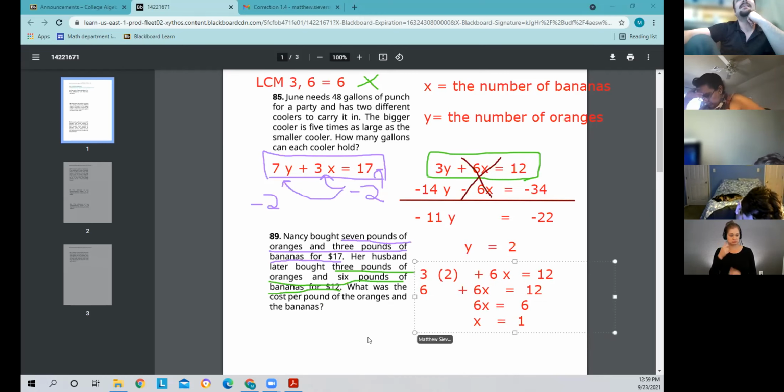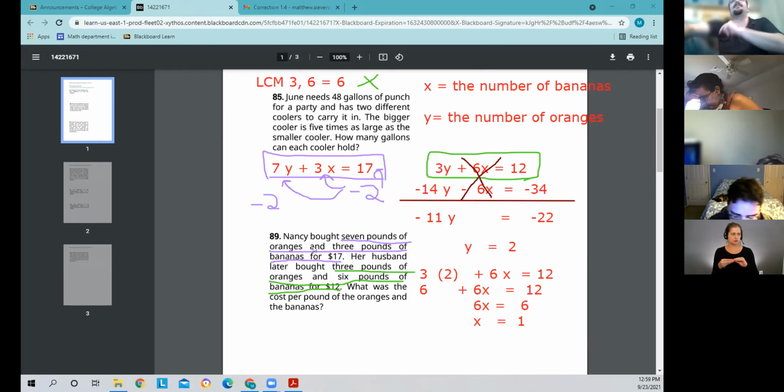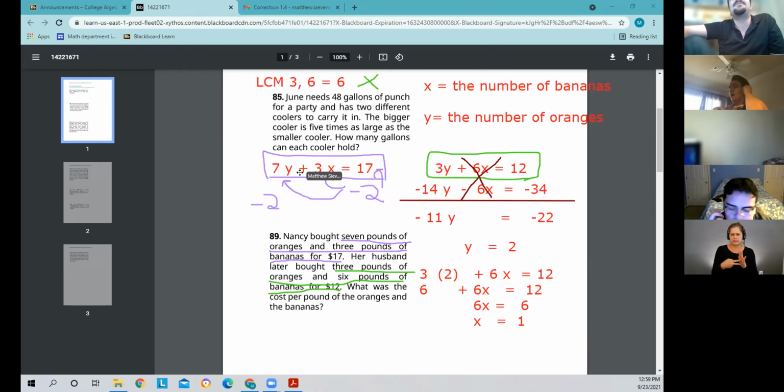We just have to go back and look at what these things mean, and whether they really are the solutions. So if we do 7 times 2 plus 3 times 1, plugging those numbers back in, I'm just going to draw over these equations. If I plug my 2 into my y and my 1 into my x, does that make this thing true? Yes.